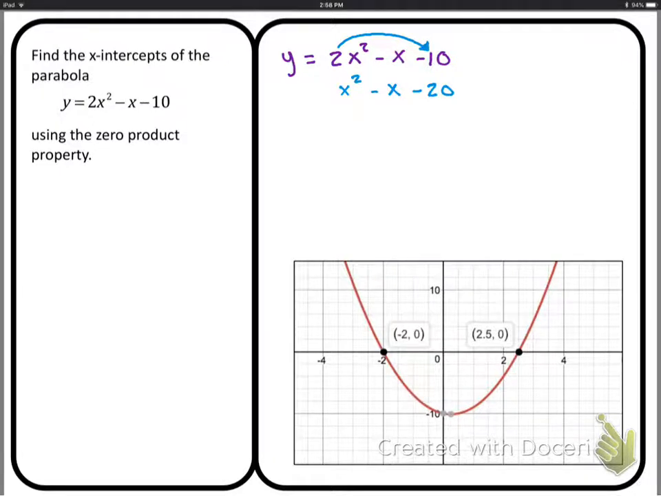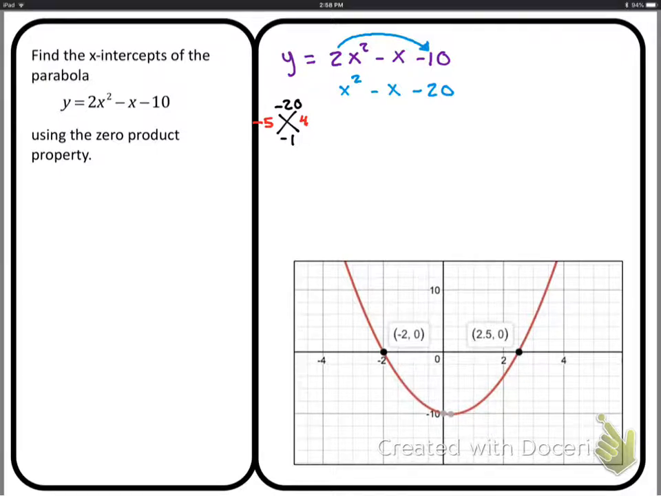So now I go to doing my diamond. What multiplies up to negative 20 and adds to negative 1? I'm looking for those two numbers. It's going to be 5 and 4, and we have to figure out which one is going to be negative. The bottom's negative, so the larger number has to be negative. So negative 5 and 4. Just to confirm, negative 5 times 4 is negative 20. Negative 5 plus 4 is negative 1.